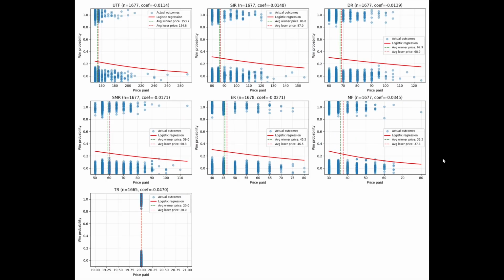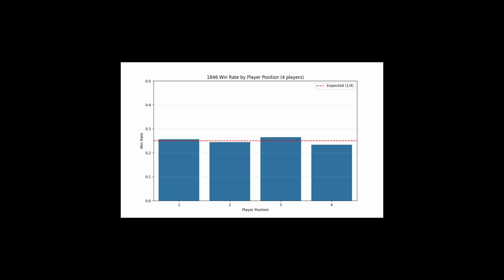Then if you look at the price that's paid, you can see, similar to 1830, that higher prices are bad for your win rate. But unlike 1830, there's not necessarily a standout private. There's no C&A per se that really increases your win rate. So 1889 seems to pass all the sanity checks, just like 1830, and we can move on to 1846.